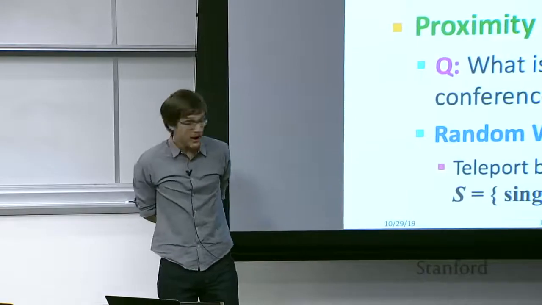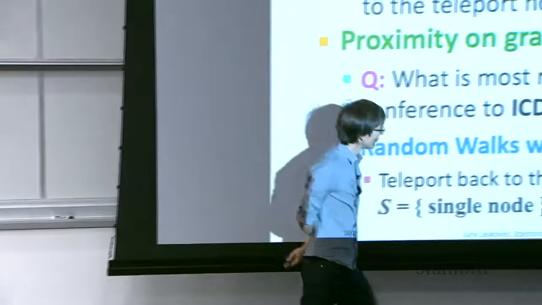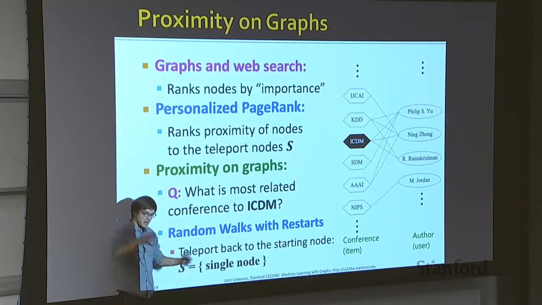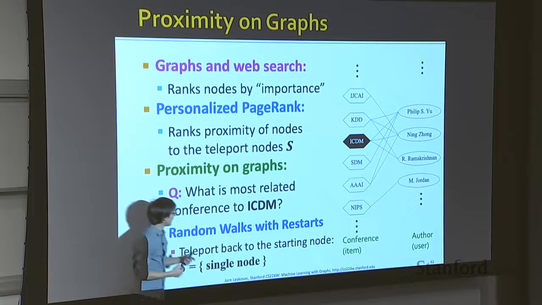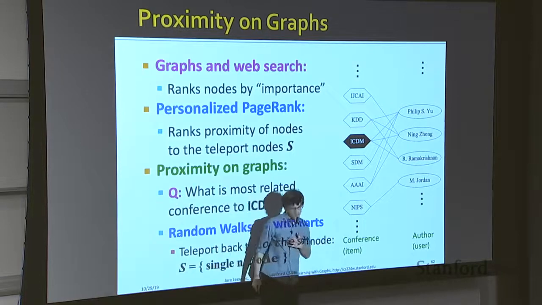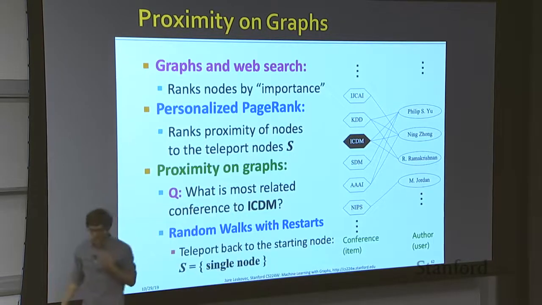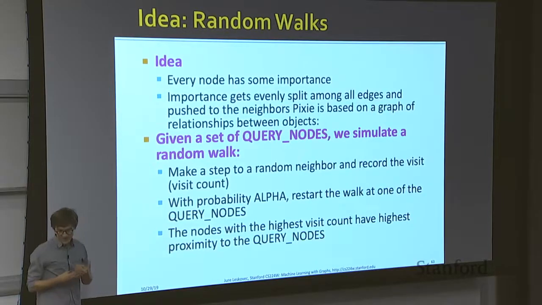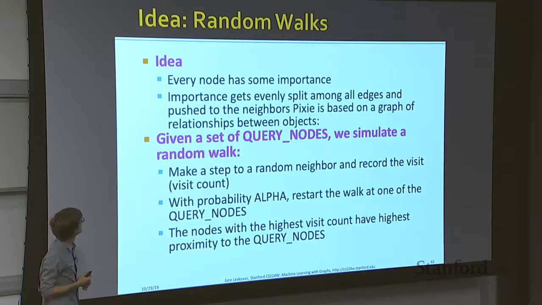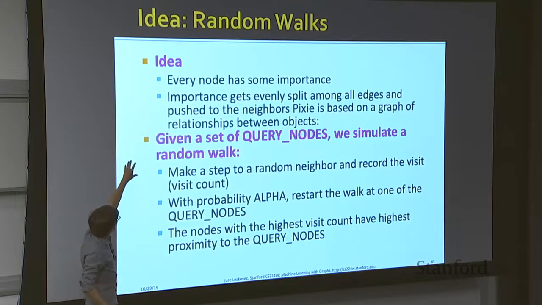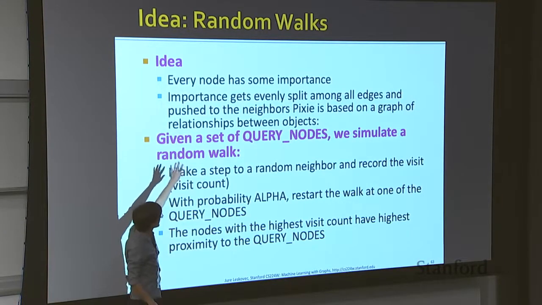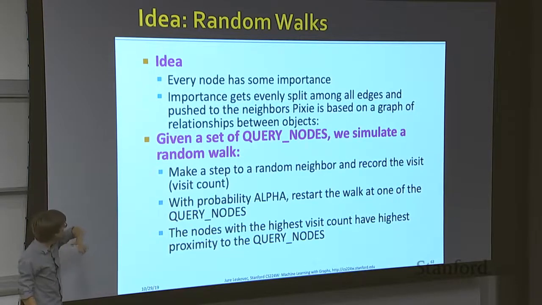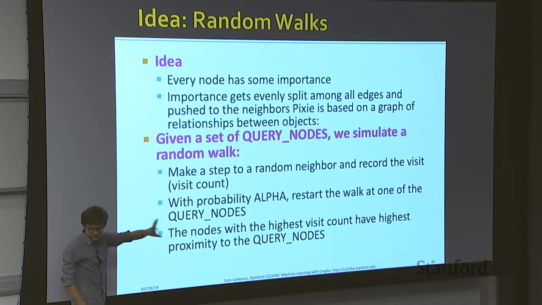So one way you can implement this would be to take this teleport set S, make it into a vector, and then run your power iteration. But it turns out you don't even have to run power iteration. You can do this by just simulating the random walk, right? So the idea is that every node will have some importance, and that importance gets evenly split among all the edges adjacent to that node, and this gets pushed through.